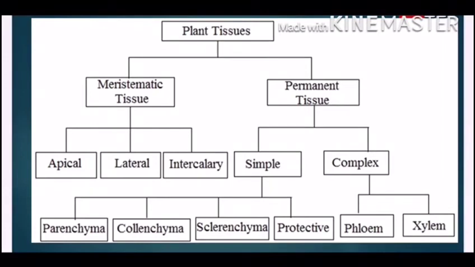In this chapter, we will study deeply about plant tissues. They are primarily divided based on their growth pattern. Plant tissues are mainly divided into two types: meristematic tissue and permanent tissue.